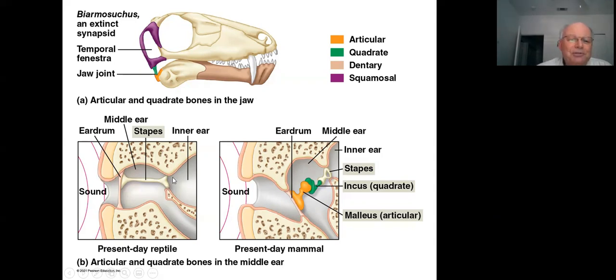Because of the absence of any flexibility in the stapes, reptiles are really good at hearing low-pitched sounds but cannot hear high-pitched sounds. This is the reason why reptiles disappear when you walk near them, because they can sense you walking, a very low-pitched sound, and they typically leave the area before you get anywhere near them. Because reptiles in general, and I know this is not a particularly popular idea in some circles, but reptiles really don't want to have anything to do with humans.